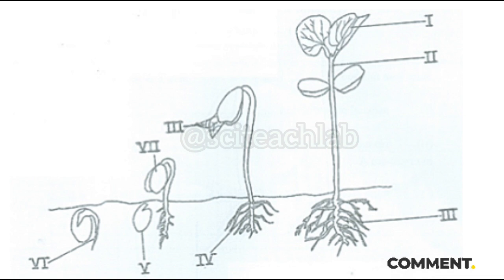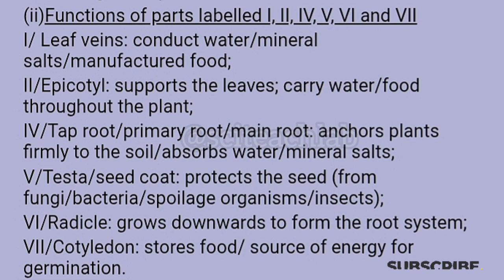Okay, they may ask the functions of those parts. The leaf veins conduct water and mineral salts to manufacture food, and the epicotyle supports the leaves and carries water or food throughout the plant. The tap roots, or primary roots, or main roots, anchor the plant firmly to the soil and absorb water and mineral salts. The tester and the seed coat protect the seed from fungi, bacteria, spoilage organisms, and insects. The radicle grows downwards to form the root system. And the cotyledon stores food, so it's a source of energy for the germination, like I already explained.